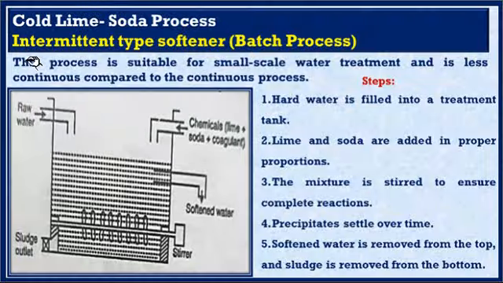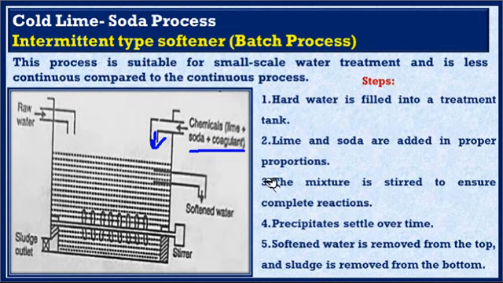So cold lime soda process by intermittent type softener, that is the batch process. This process is suitable for small scale water treatment, and it is less continuous compared to the continuous process, as implied by the name. So in this process, the softener used is called the intermittent type softener. In this softener, the water tank contains two types of inlet. First is the raw water inlet, second one is the inlet for the lime, soda and coagulant, right?